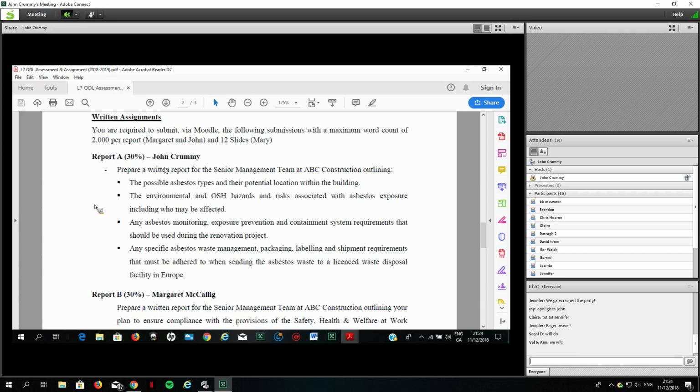Okay. Next point down, the environmental and occupational safety and health hazards and risks associated with asbestos exposure, including who may be affected. So again, you've got to look at it from both the safety and health perspective and the environmental risks as well, for releasing the asbestos into the environment from that building. You're looking at both sides, okay. So again, you've got the health hazards, which are asbestosis, mesothelioma, etc., and everything should be referenced, okay.